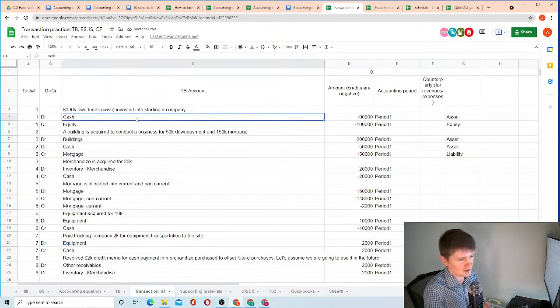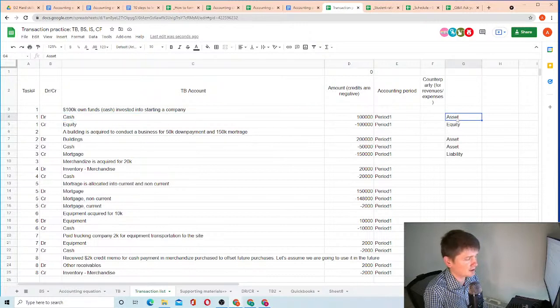So obviously, if cash is invested in the company, we should get cash, and you put cash here. Then you define, is that account an asset or liability or equity? In our case, it's an asset. Then you ask yourself, does it increase or decrease? In our case, it increases, and that's why it's a debit.